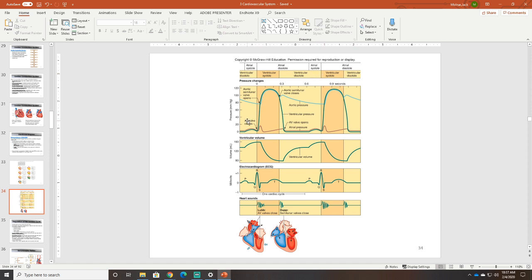Moving on down here, you can see the recordings of pressure. Okay. So pressure in the heart. Let's see here. Where are the colors? Where's the color scheme?